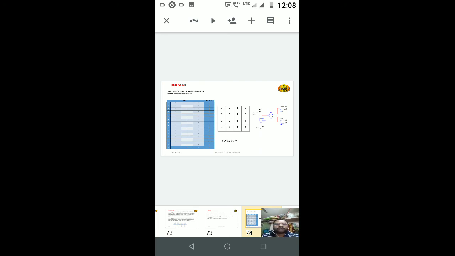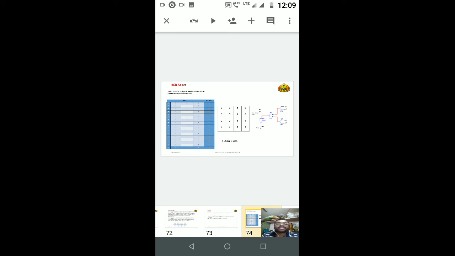So, out of these 16 possible conditions, up to 9 the result is 0, but after 9 the output is 1. Why is it so? Because if the result is less than or equal to 9, then the result is in proper BCD format. So, there is no step to carry. Whatever result you are getting is final, there are no further steps.